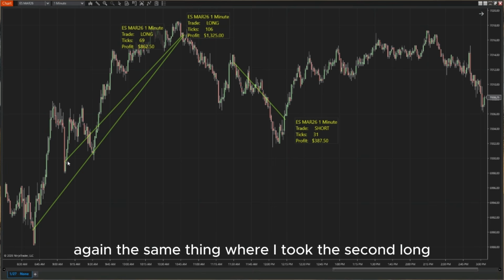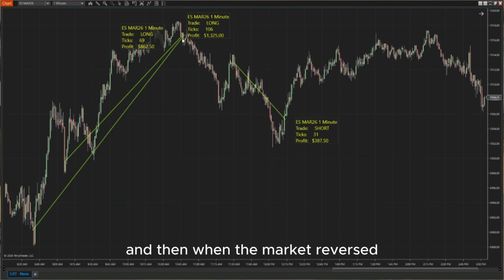Again, the same thing where I took the second long, and then when the market reversed, why I took the short here. I'm going to walk you through everything based on order flow with 2 simple rules to follow.